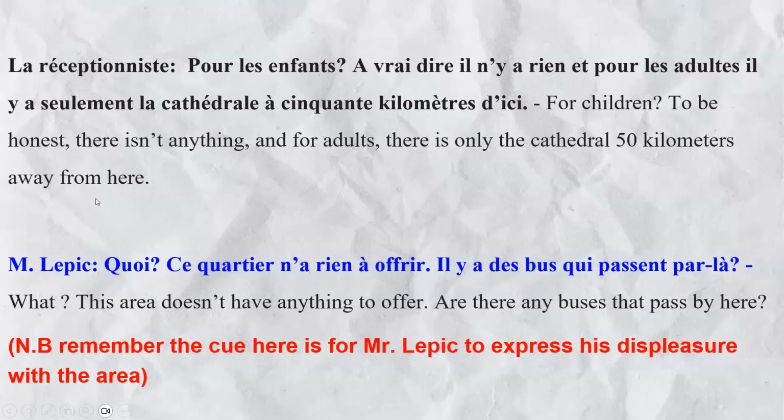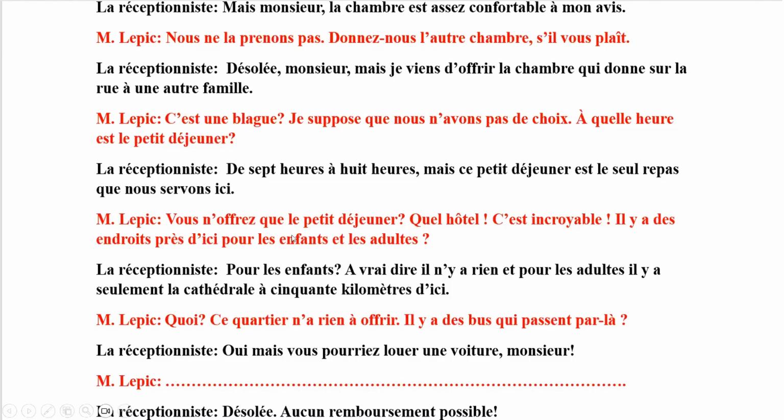So after the receptionist said what she said, what I wrote here is, quoi? Ce quartier n'a rien à offrir. Il y a des bus qui passent par là? What? This area doesn't have anything to offer. Are there any buses that pass by here? So remember, the cue here is for Monsieur Le Pic to express his displeasure with the area. That is important to keep in mind.